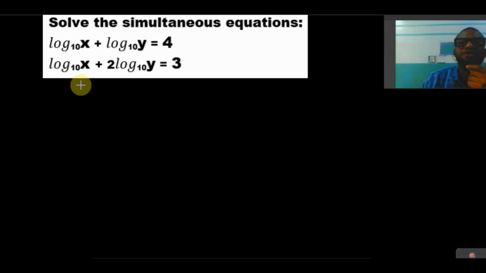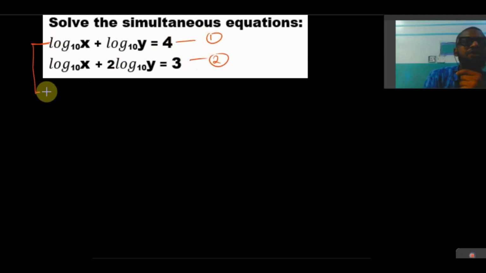Solve the simultaneous equations. Log x base 10 plus log y base 10 equals 4, and log x base 10 plus 2 log y base 10 equals 4. Looking at the question, all are in base 10, so that will be very simple for us. Now, this is equation 1 and this is equation 2.